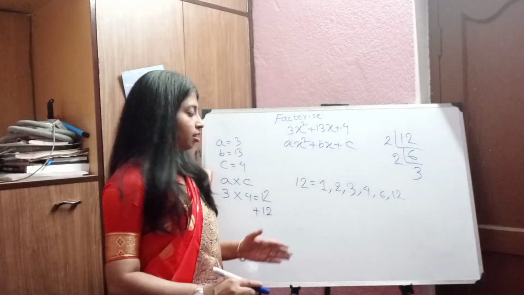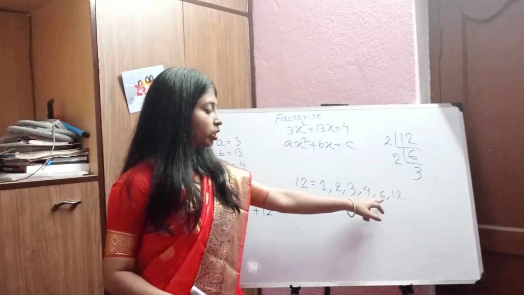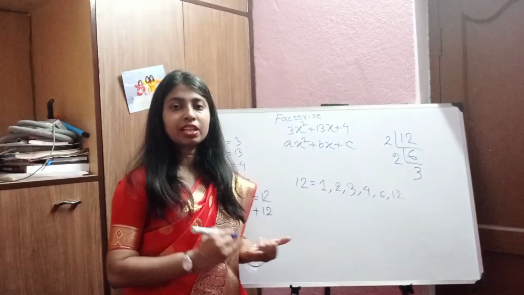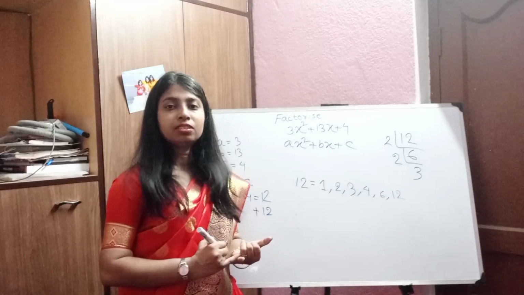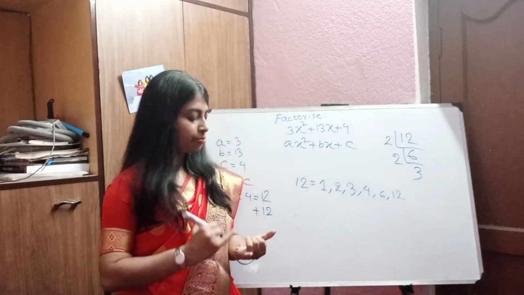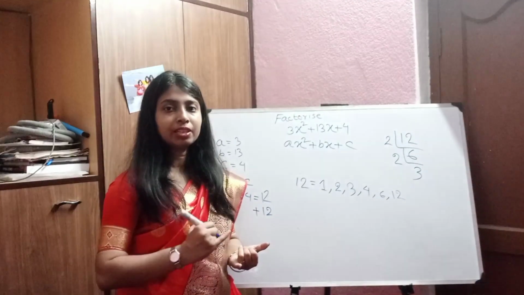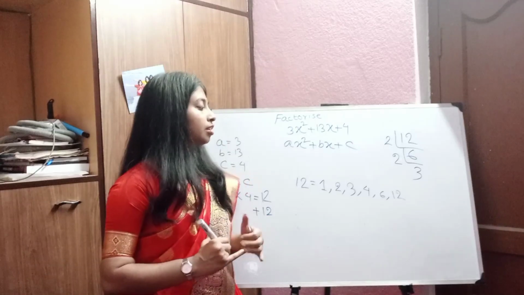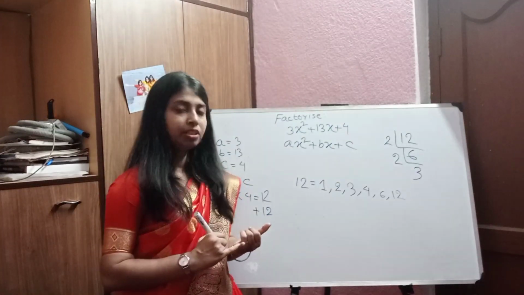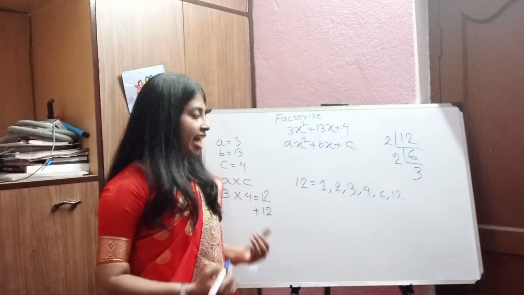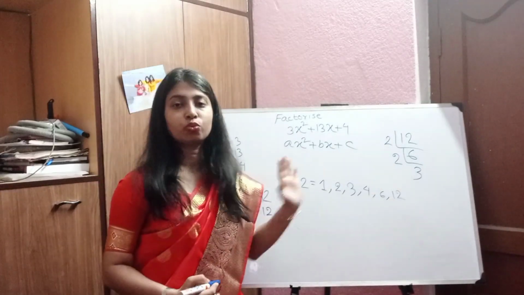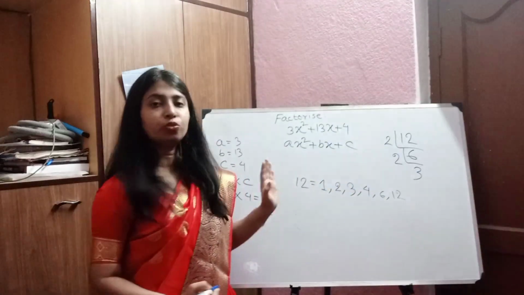And if you check the numbers in between, what are the numbers in between 6 and 12? There is 7, there is 8, 9, 10, 11. 7 does not have 12 in its table. 8 does not have 12 in its table. 9 does not have 12 in its table. 10 does not have 12 in its table. 11 does not have 12 in its table. So the next number which has 12 in its multiplication table is 12. So these are all the factors of 12.